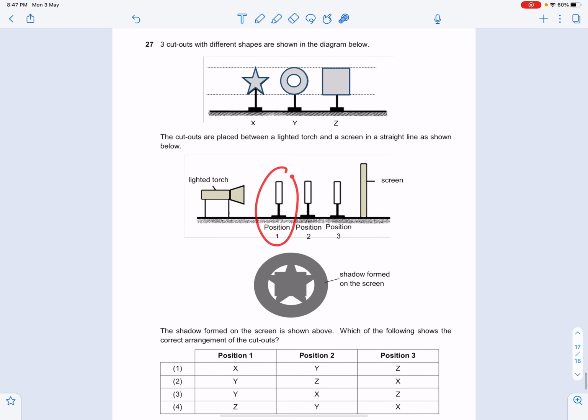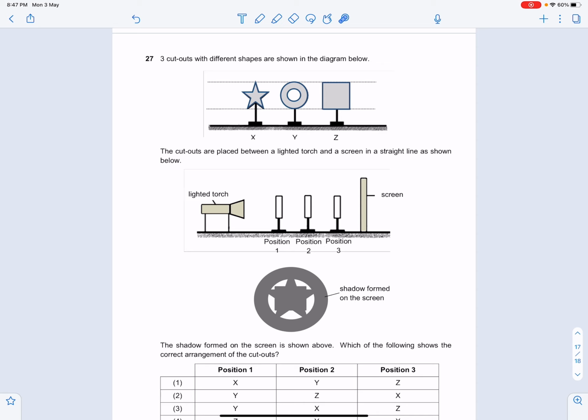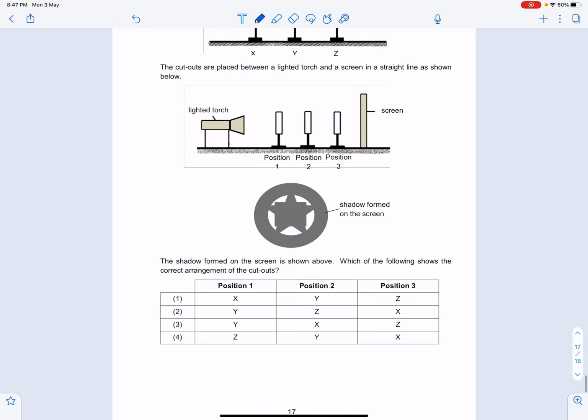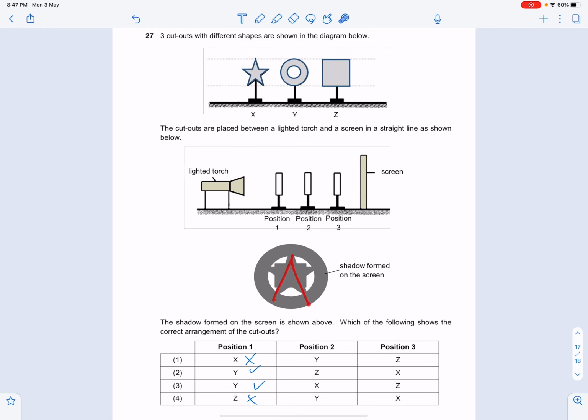Because the biggest is the circle, which is actually Y, we know that Y needs to be at position 1 because it forms the perimeter of the shape. It needs to be the biggest. Okay, can you see that it's the biggest? It became the biggest despite all your 3 shapes being the same size. So we can go ahead and cross out anything that's not Y in position 1. And then we move on to position 2. Now we see that the star is the second biggest object. So the star needs to be bigger than the square. So in this case, we know that your X needs to be in position 2.